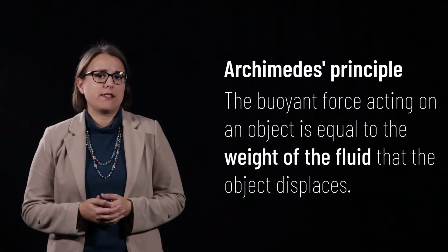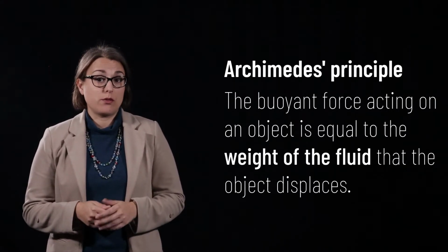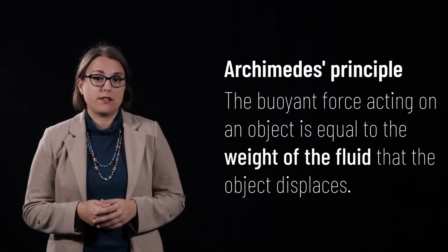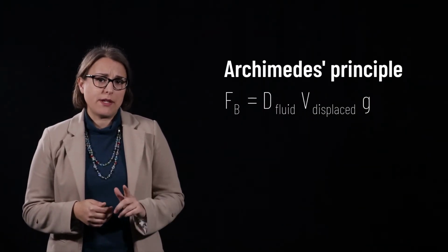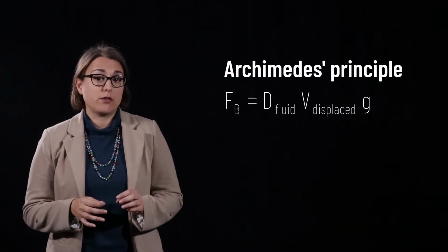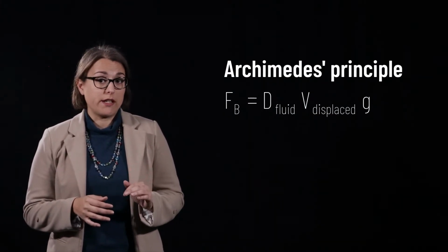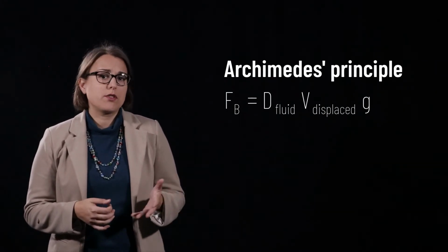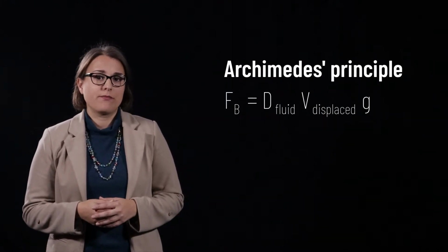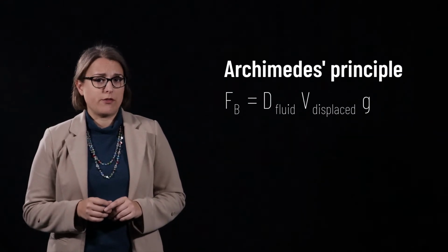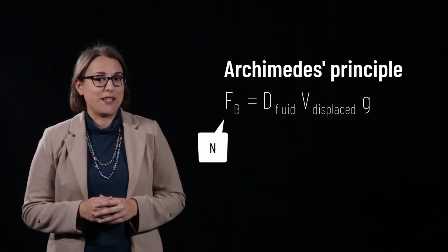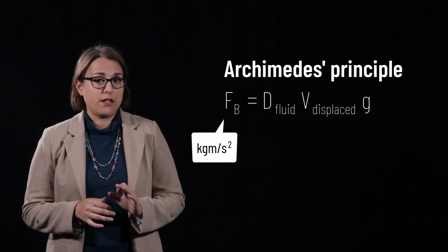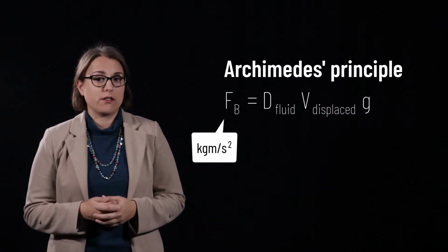Archimedes' principle states that the buoyant force is equal to the weight of the fluid that is displaced when a solid object is placed into a fluid. This means that the buoyant force is equal to the density of the fluid times the volume that is displaced times the gravitational acceleration. Remember what units we use for force? That's right, newtons. Recall that newtons are a kilogram times a meter divided by a second squared.